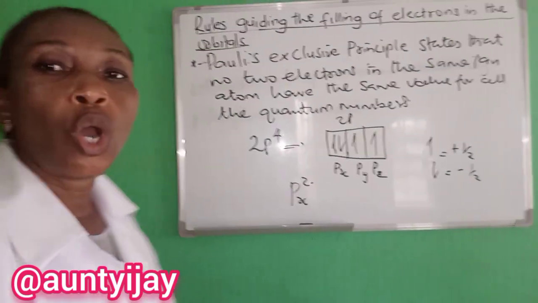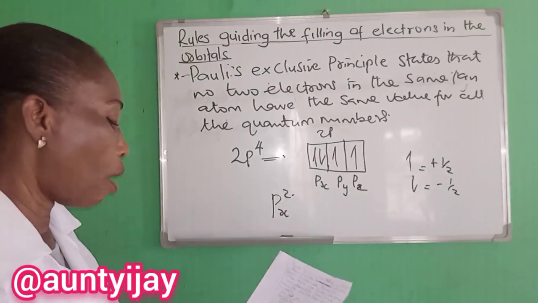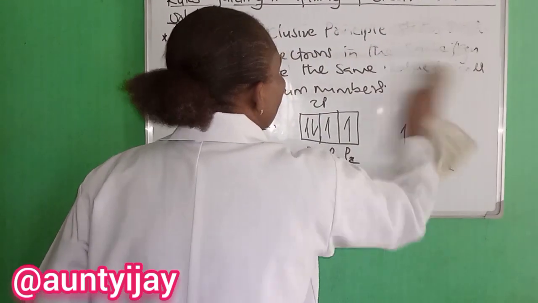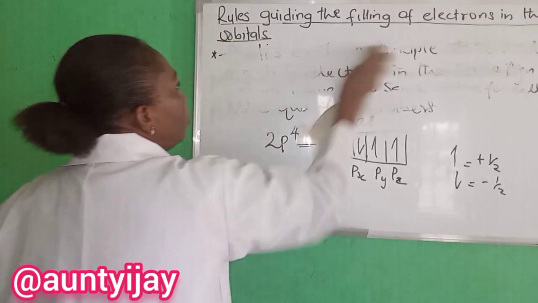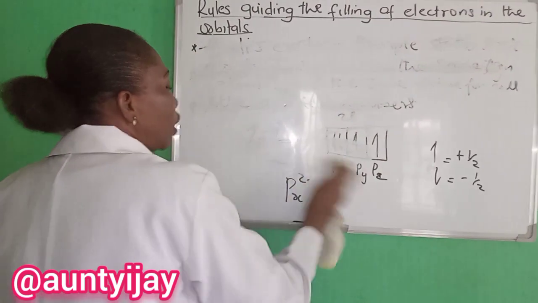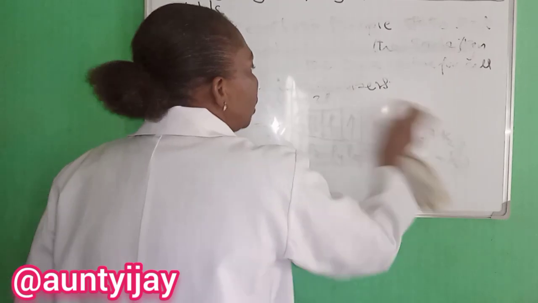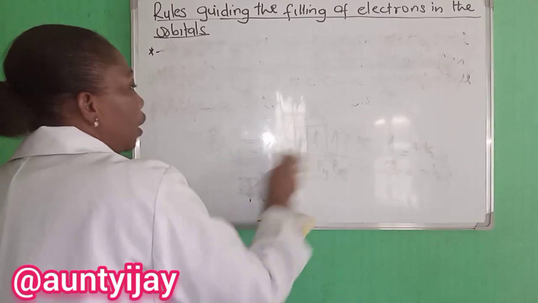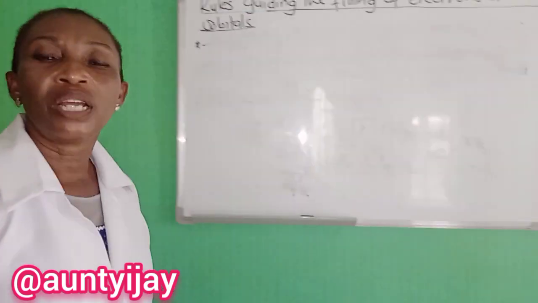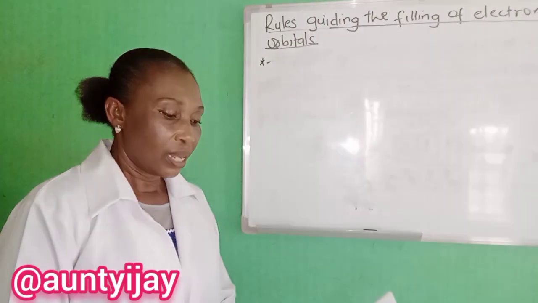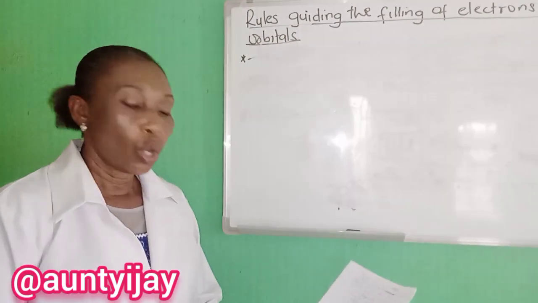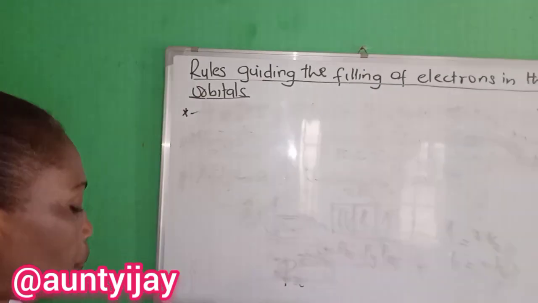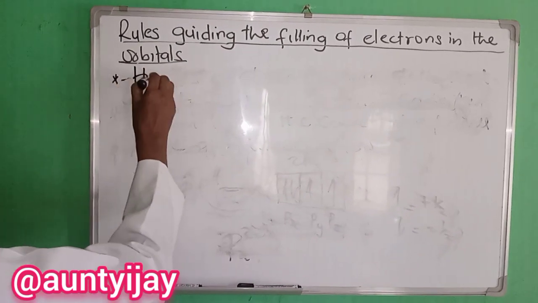Now let's go over to Hund's rule of maximum multiplicity. Let's look at what the rule is like and how it will guide us in filling electrons in the orbital. I must say at this juncture that filling the electrons in the orbital will enable you to know the electrons that are moving and the ones that may come in. Let's look at Hund's rule of maximum multiplicity.